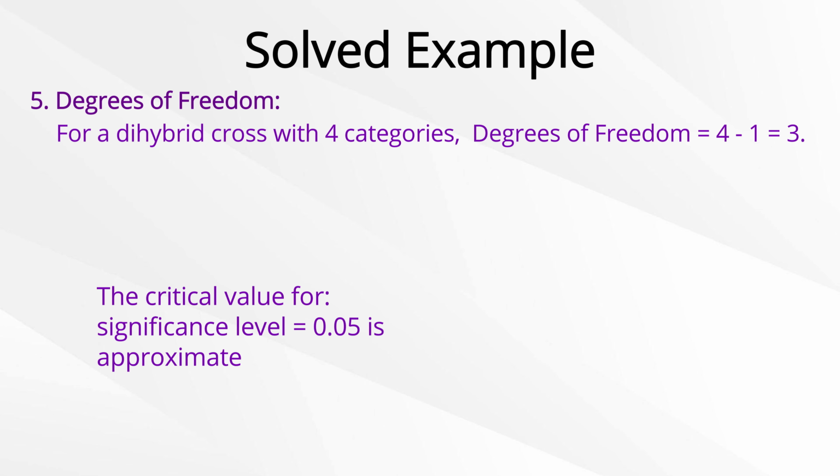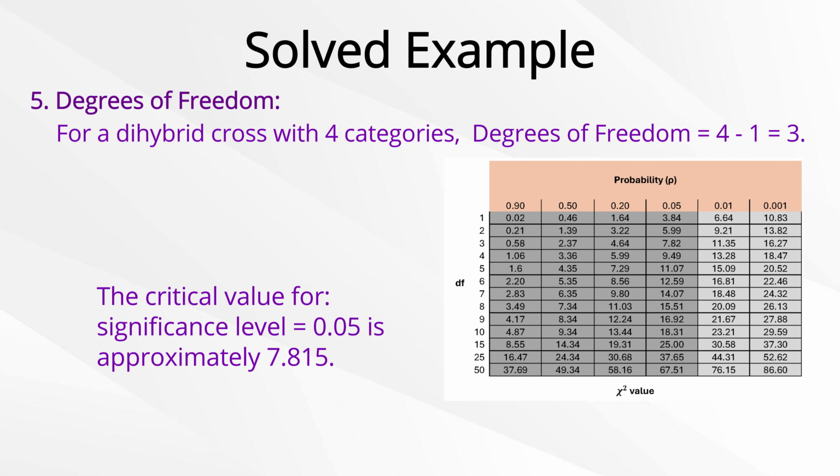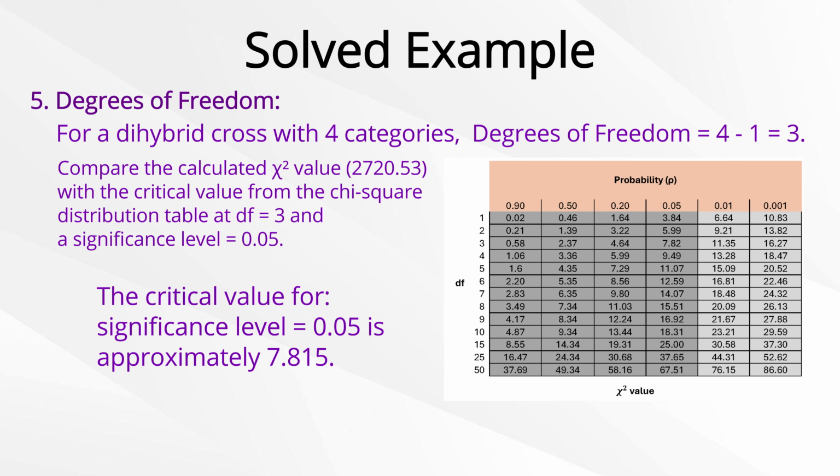6. Interpret the chi-square value. Compare the calculated chi-square value, 2,720.53, with the critical value from the chi-square distribution table at degrees of freedom 3 and a significance level equal to 0.05. The critical value for significance level 0.05 is approximately 7.815.